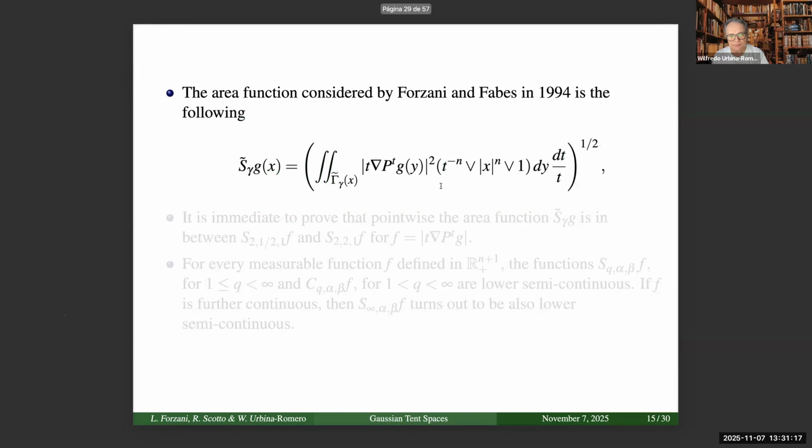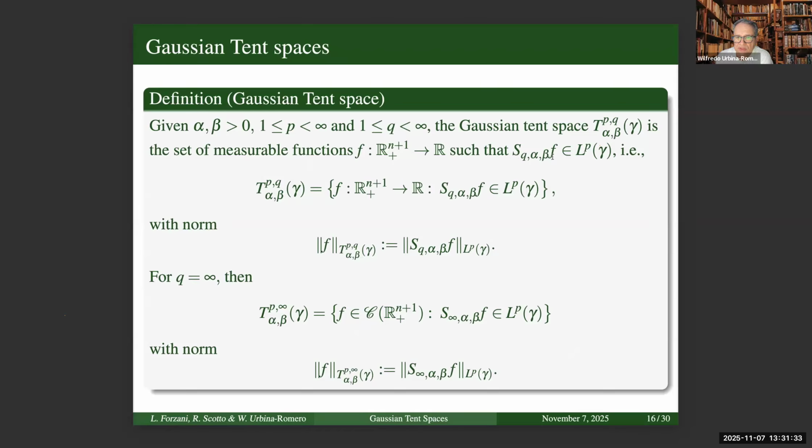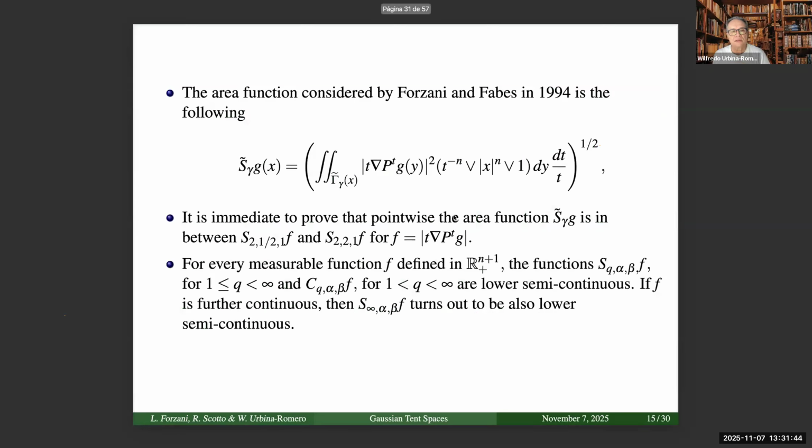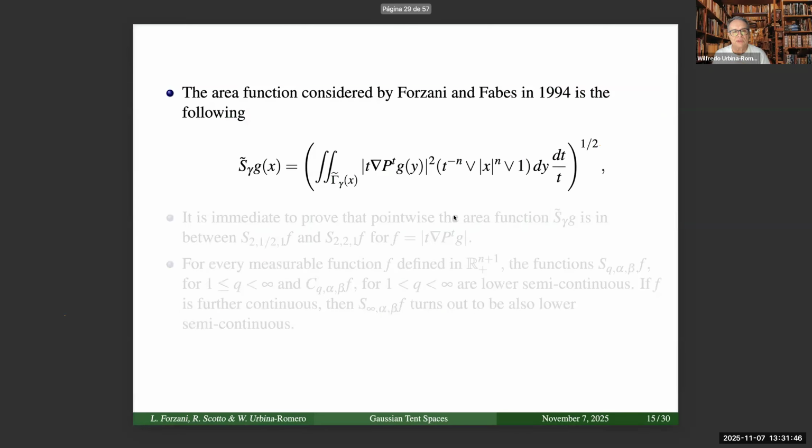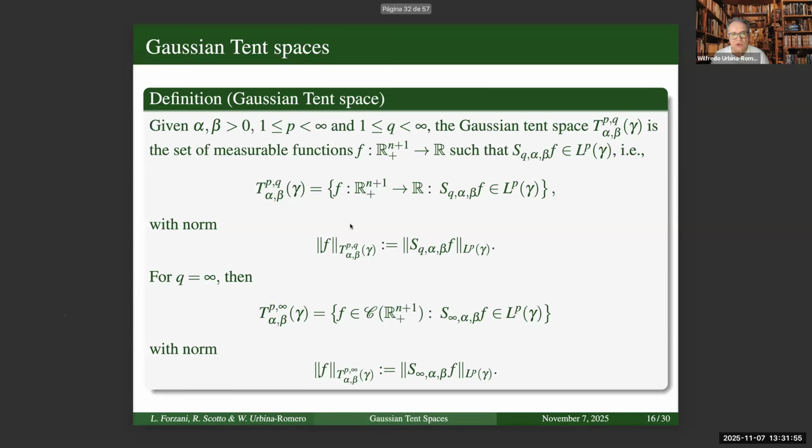Following the classical case, we define the tent space for functions such that S, Q, alpha, beta, F is in L^P, which means that this function is in L^P. And we take the norm of a function in the tent space to be nothing but the L^P norm of the area function. And this is completely similar to what Coifman, Meyer, and Stein did in '85.